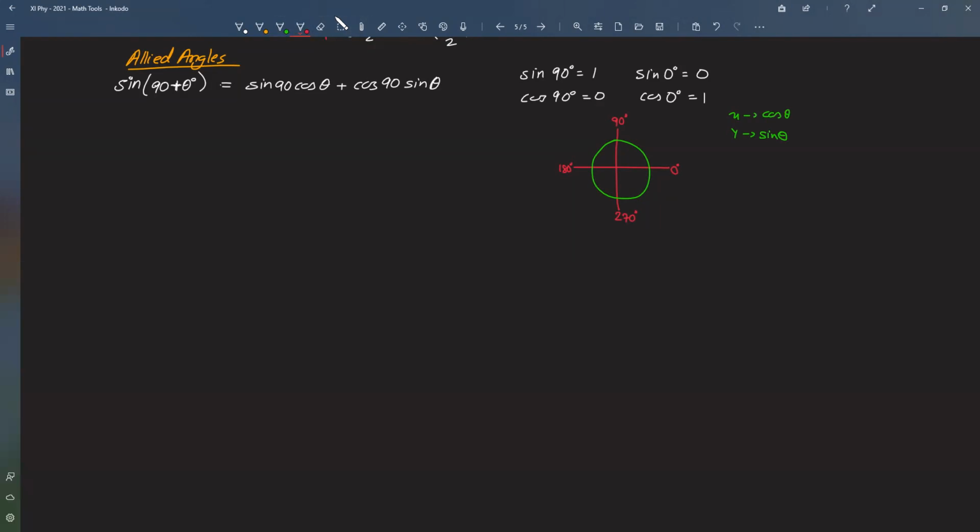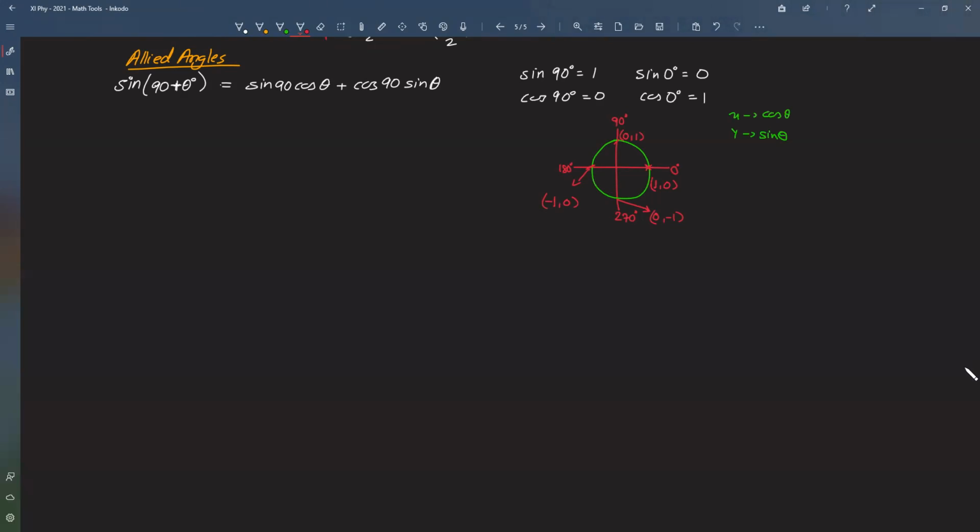So let's see here, what will be this coordinate? It will be 1 comma 0. What will be this coordinate? This will be 0 comma 1. Here it will be 0 comma minus 1, and on the negative x-axis, that is on this side, it will be minus 1 comma 0.